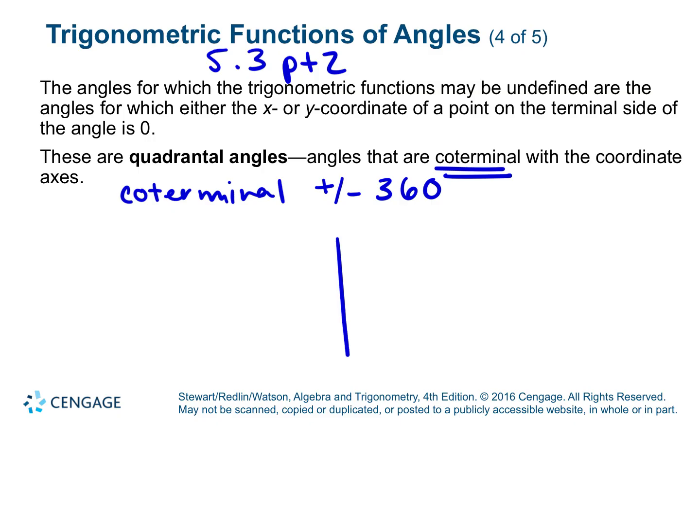Another thing is we need to know what quadrant each angle falls into. So in quadrant 1, we're talking about angles in between 0 and 90 degrees. In quadrant 2, we're talking about angles in between 90 and 180. In quadrant 3, 180 and 270. And then in quadrant 4, angles in between 270 and 360.